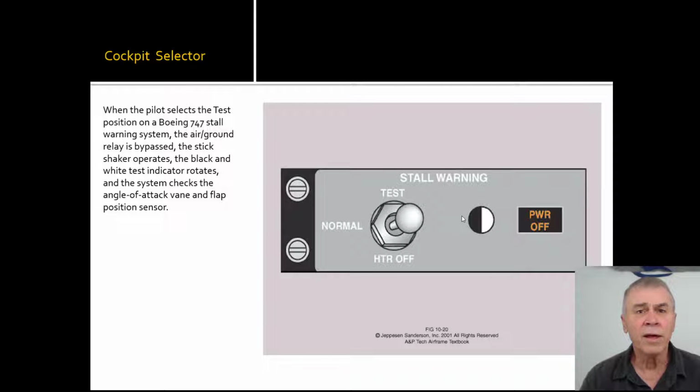We did see that there's a shaker stick, so not only do you get an audible reading, but the pilot's stick starts shaking, and you're going to see this black and white circle start to rotate. So a lot of different visual warnings, or tactile and visual.